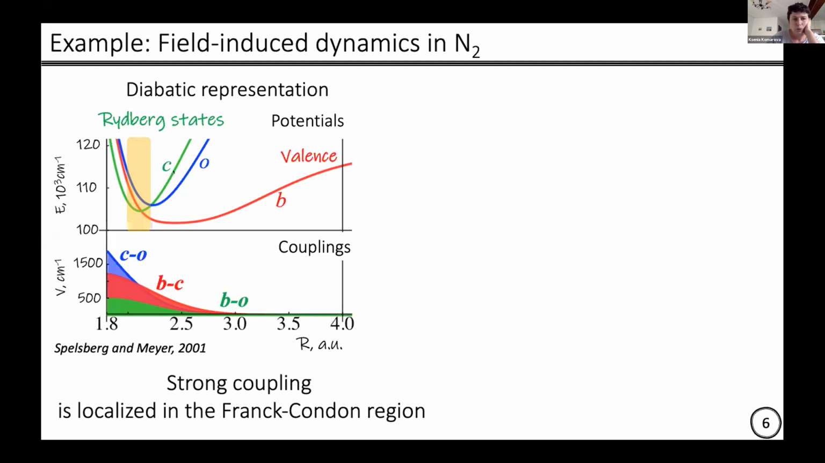And therefore one can fit, and actually it's quite hard to reproduce all the experimental energy levels correctly from quantum chemistry. But what is important in view of our work is the fact that the coupling is localized. It is localized at short distances, basically in the Franck-Condon region, and the shape of the potentials of the Rydbergs is quite different from the valence.